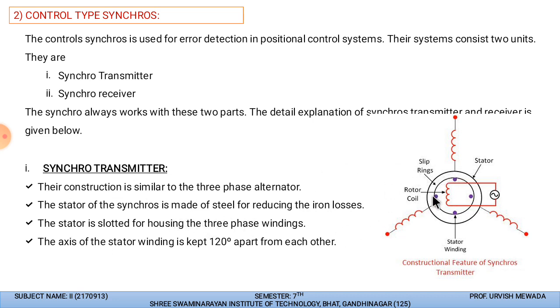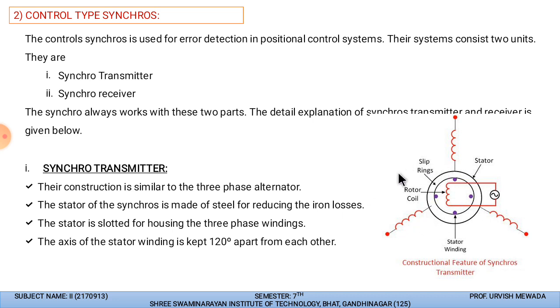Yes, we know that the core is made up of basically steel, meaning silicon steel or dynamo steel material, so that we can reduce the hysteresis loss of the machine, and so that we can reduce the iron losses of the machine.